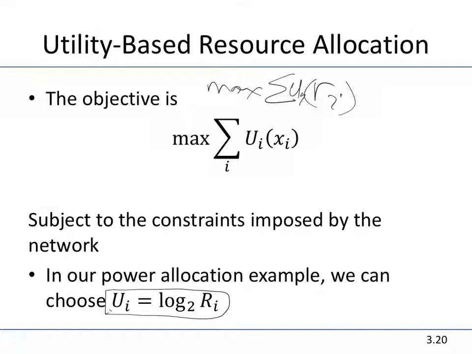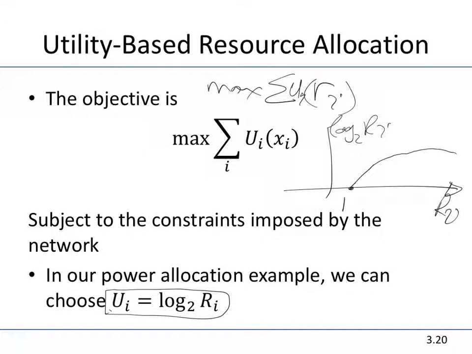How? So basically, imagine we have Ri, so log 2 of Ri. When Ri is 1, it's 0, and the log increases almost linearly at the beginning, but then kind of saturates, right? And on the negative side, it will be like this. So this is the logarithmic function. So it's not linear. So what does this imply?